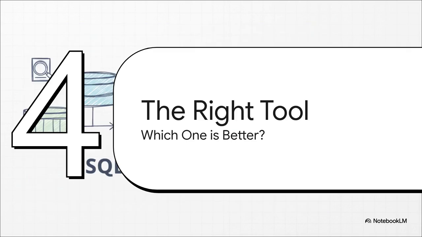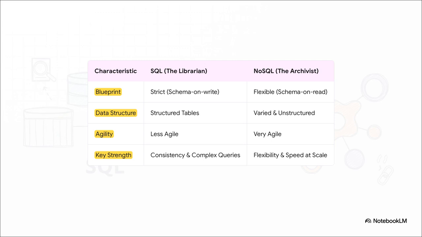Okay, so we've got the rigid, rule-loving librarian and the flexible, anything-goes archivist. This, of course, leads us to the big question, so which one's better? Well, this table really lays it all out pretty clearly. Where SQL is strict and structured, NoSQL is flexible. Where SQL is king for asking complex questions, it can be pretty tough to change. NoSQL, on the other hand, is built from the ground up for agility, speed, and handling massive, massive scale. They're just fundamentally different tools designed for different jobs.